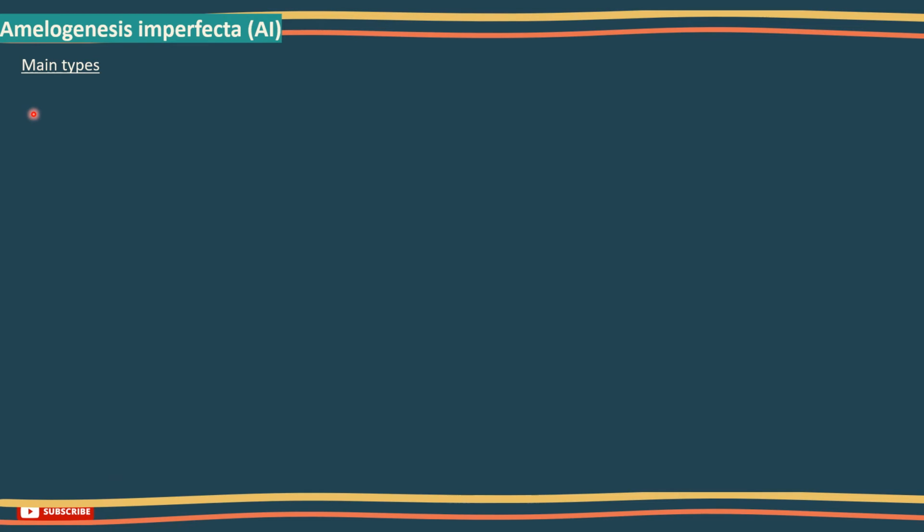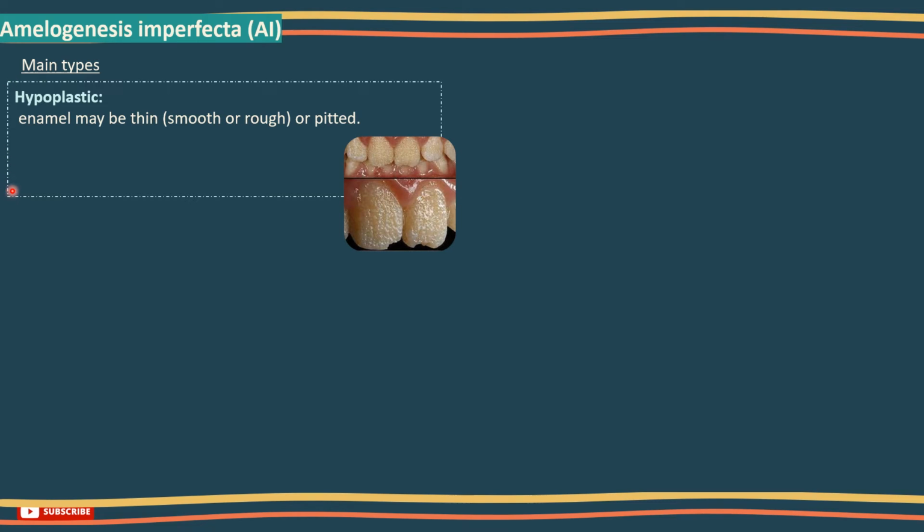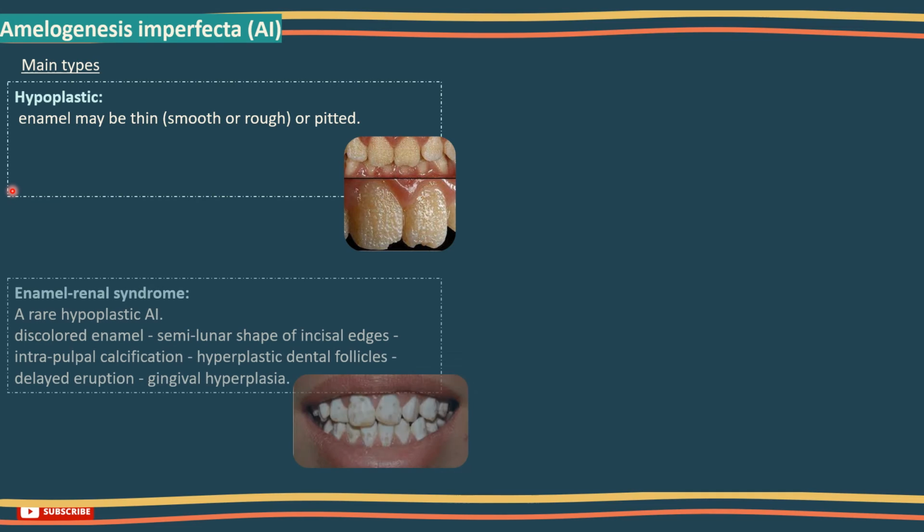The main types of amelogenesis imperfecta include hypoplastic. In this case, the enamel may be thin, smooth, rough, or pitted, and it is most commonly autosomal dominant inheritance. Enamel renal syndrome is a rare hypoplastic amelogenesis imperfecta. Clinical features include severely hypoplastic and discolored enamel, semilunar shape of incisal edges, intrapulpal calcifications, hyperplastic dental follicles, delayed eruption, and gingival hyperplasia.